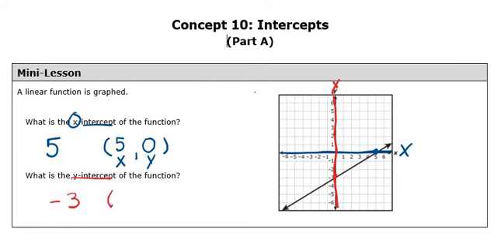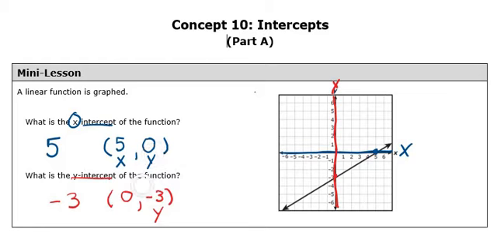And let's write it as an ordered pair. -3, that's a y value, so I'm going to put it here. And what's the x value for that point? Well, when I look at the x-axis, I don't go right or left. I stay at 0.